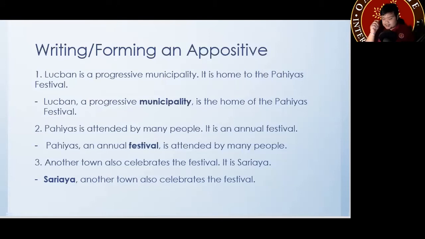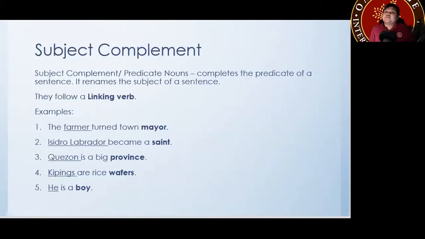Okay, next, subject complement. Okay, the subject complement, for those of you who were my students last school year, these are also called the predicate nouns. These are nouns that complete or rename the subject. And they follow a linking verb. So again, if you find a noun after a linking verb, and it completes or just renames the subject, that is the subject complement.